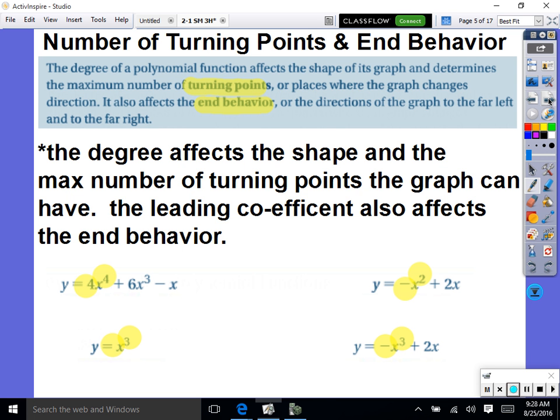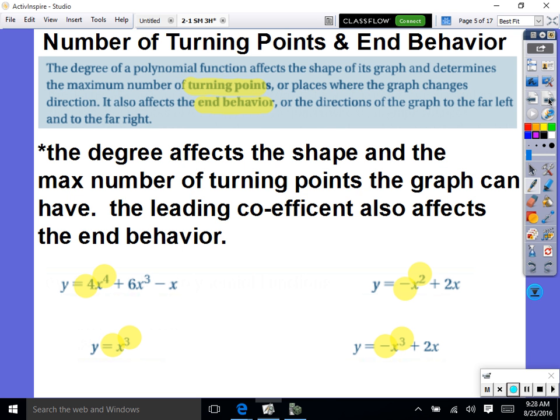And turning points, guys, are places where the graph changes direction. So quadratic has 1 turning point. Do you see how it would be decreasing and then it changed? Right there's a turning point and now it's increasing. So turning points are where it changes direction. Does that make sense, everybody? Pretty straightforward. It's where the graph turns.